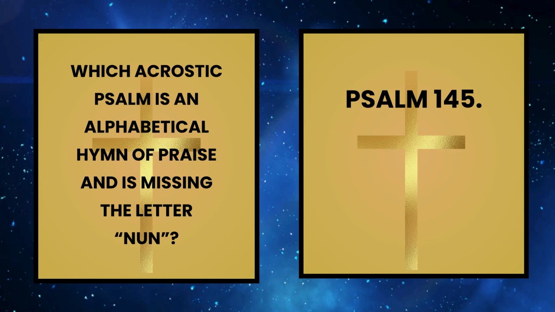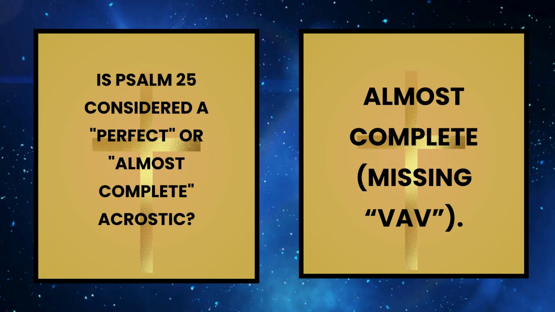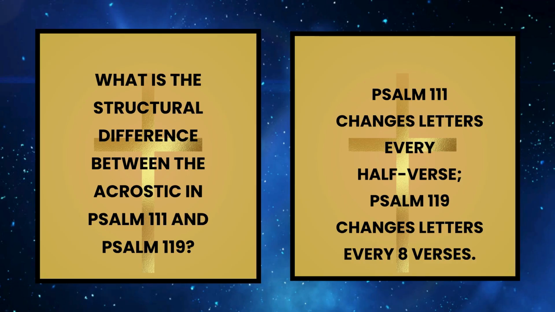Which acrostic psalm is an alphabetical hymn of praise and is missing the letter Nun? That is Psalm chapter 145. Is Psalm chapter 25 considered a perfect or almost complete acrostic? It is considered almost complete, missing the letter Vav. What is the structural difference between the acrostic in Psalm chapter 111 and Psalm chapter 119? Psalm chapter 111 changes letters every half verse, while Psalm chapter 119 changes letters every 8 verses.